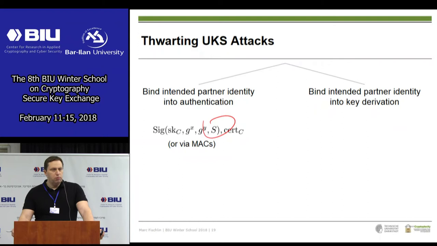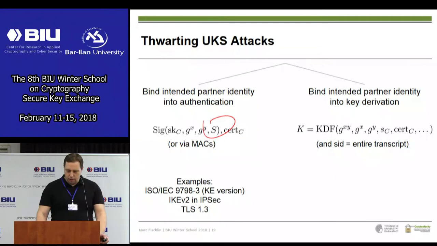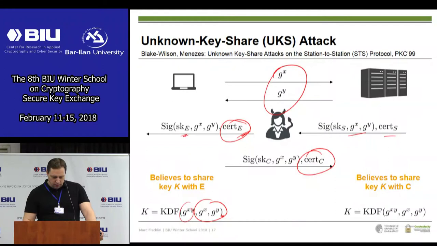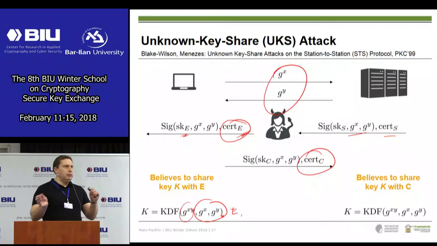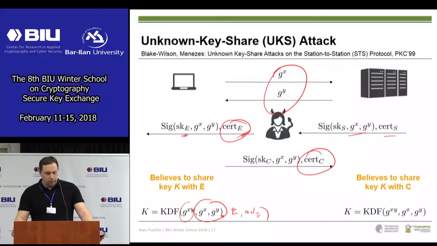The second thing is you include the partner identity in the key derivation. So if you think about it in terms of the previous attack, if you would have your identities here, right, maybe the certificate as well, and as well here, you would have C and certificate C, then they would derive different keys. I'm not saying they're entirely independent, but they would be different, right? Okay, and this is what TLS also does, right? TLS uses a mixture of both.